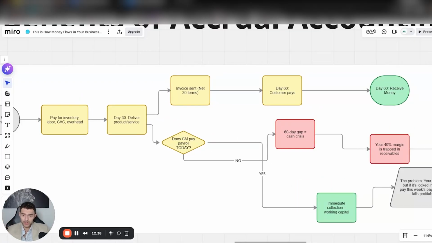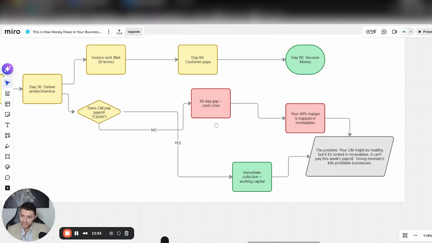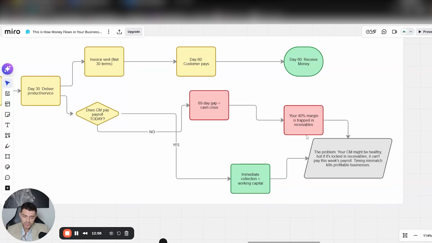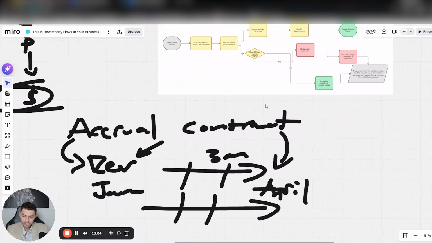Does your contribution margin actually make up what you need to pay in payroll today? Yes or no? If it's an immediate collection, then you have working capital. But if it's not, now you might have a cash crisis that you need to finance, and your 40% margin is trapped because it's still in accounts receivables. So by stretching things out, you're going to be able to forecast what you need to be prepared for so that it doesn't hit you 5 days in advance.